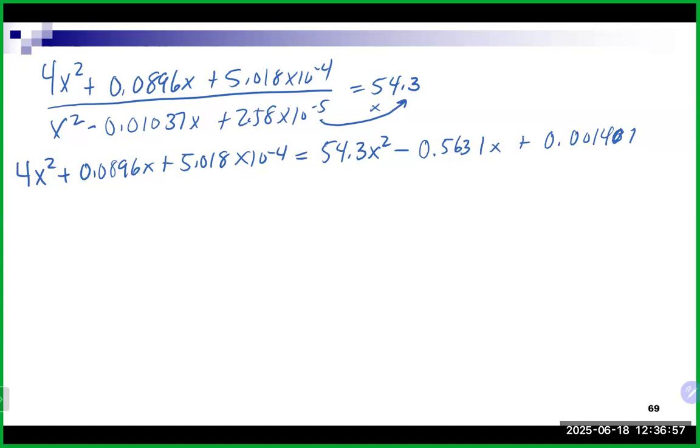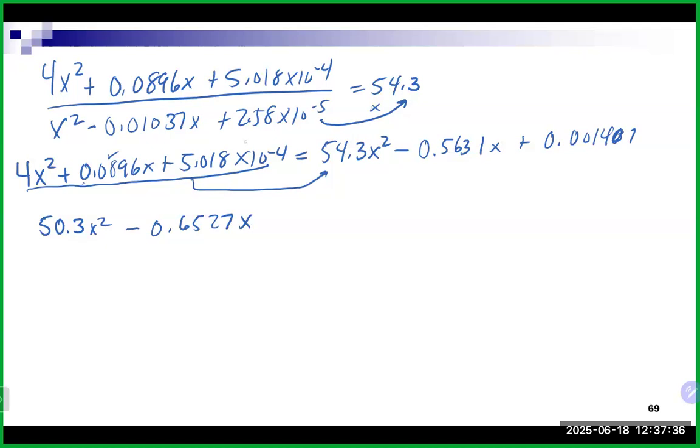Again, it really doesn't matter which way you go, but I'm going to bring everybody from this side over to that side. So that means I'm going to take 54.3 and minus 4, and that'll give us 50.3x squared. This second term needs to be subtracted to the other side, so we're essentially adding those two numbers, 0.5631 plus 0.0896. And that's going to be a minus 0.6527x in this case.